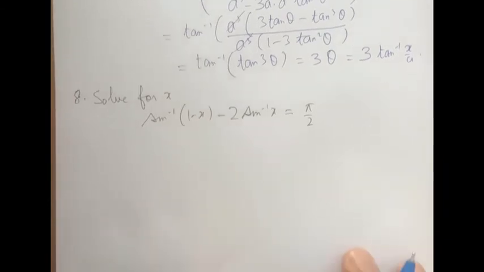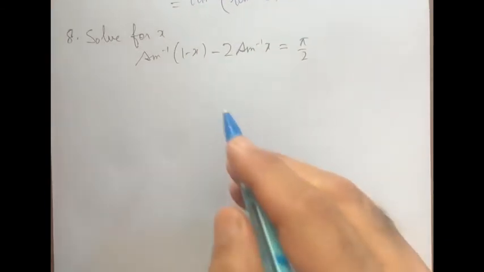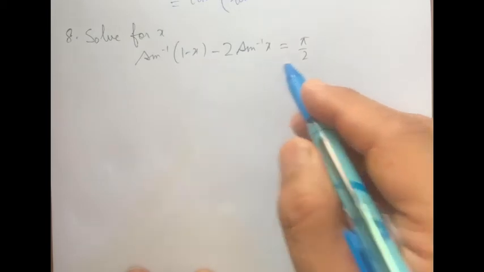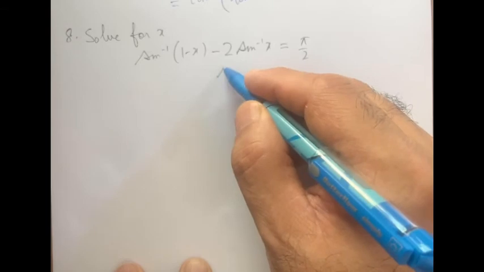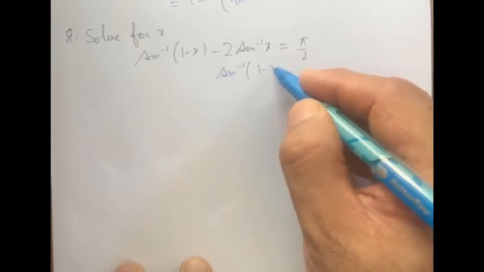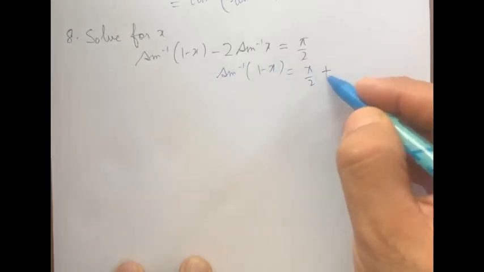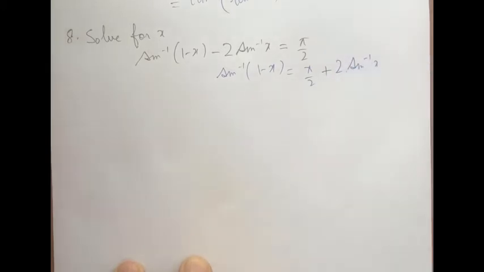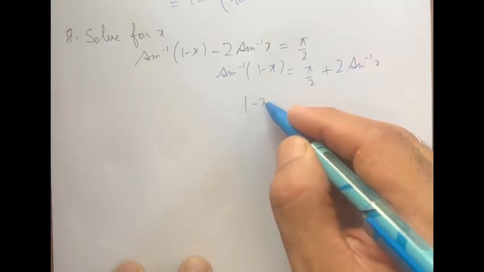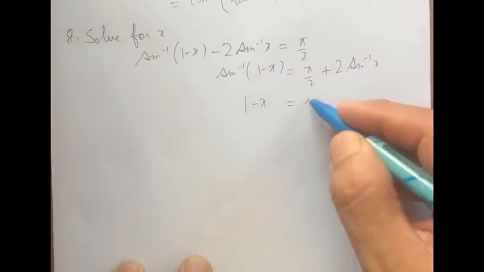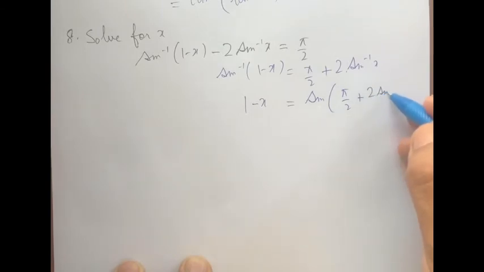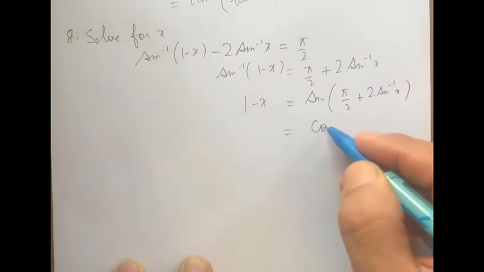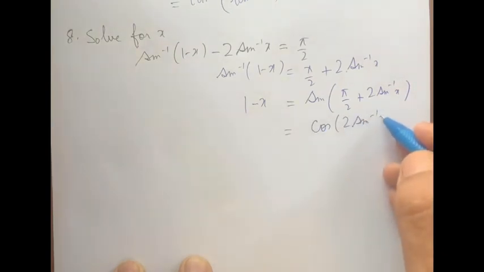Next one, we have to solve for x. Sin inverse of 1 minus x minus 2 sin inverse of x is equal to pi by 2. This can be written as sin inverse of 1 minus x equal to pi by 2 plus 2 sin inverse of x. Taking sine on both sides, 1 minus x is equal to sine of pi by 2 plus 2 sin inverse of x, and sin of pi by 2 plus x is cos x. So cos of this is 2 sin inverse of x.